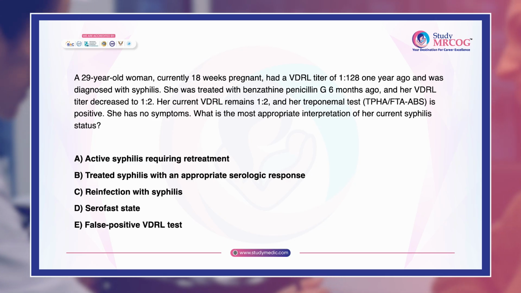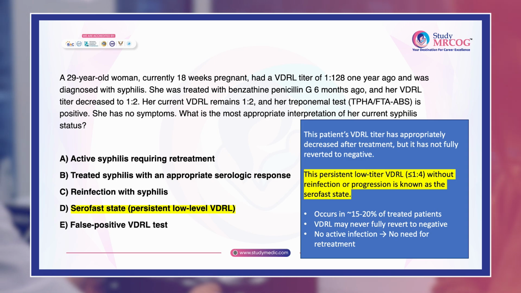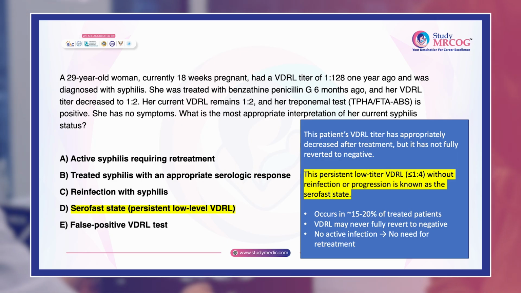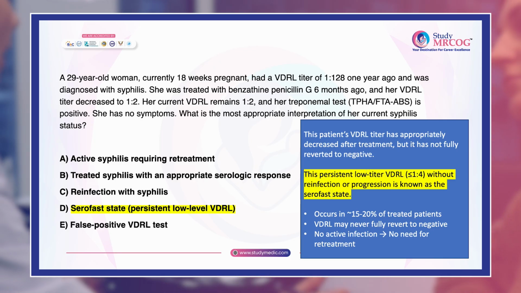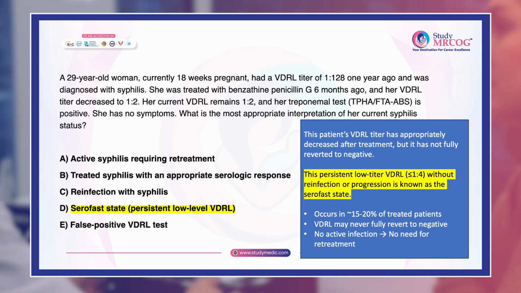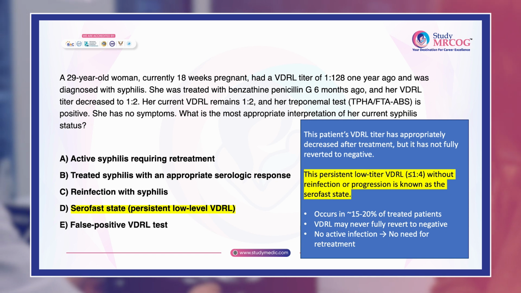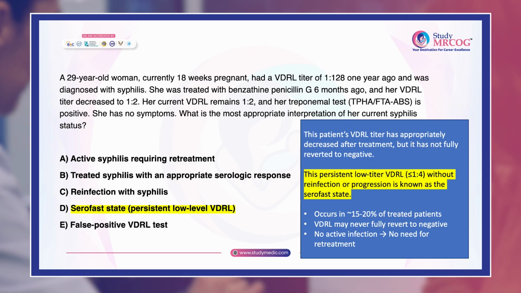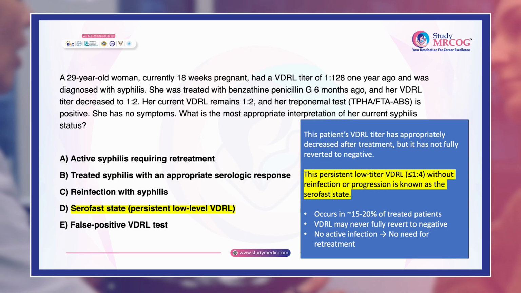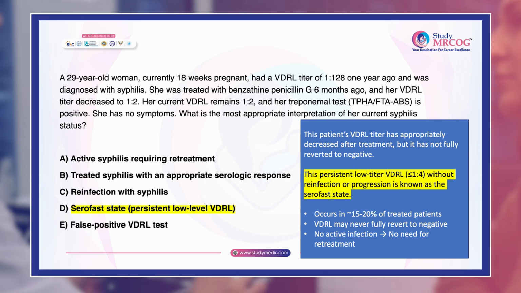Now let us see what we are dealing with. So this is a typical serofast state where there is persistent low levels of VDRL. Now this patient's VDRL was appropriately falling, but it has not fully reverted to negative and it has plateaued at 1:2. So there is no reinfection and there is no progression. This kind of serofast state occurs in around 15 to 20% of treated patients, and the VDRL may never revert fully to negative. This is not an active infection and there is no need for retreatment.